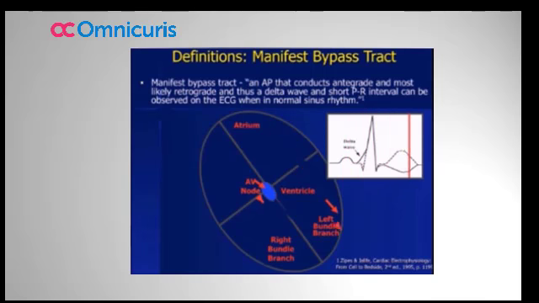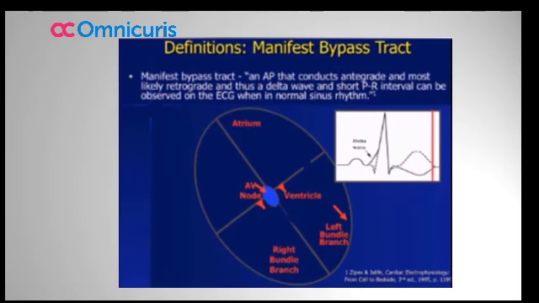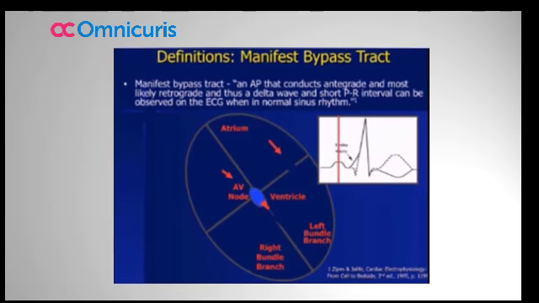When it conducts through the pathway, the conduction is through the ventricular muscle fibers, so the conduction is slow, which gives rise to slurring of the initial part of the QRS, which is also known as delta wave. And since it bypasses the AV node, the PR interval will be short. So in a manifest bypass tract, the patient's ECG will show a short PR interval and a delta wave, which is known as a manifest bypass tract.